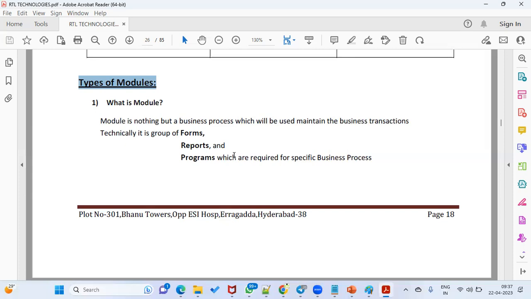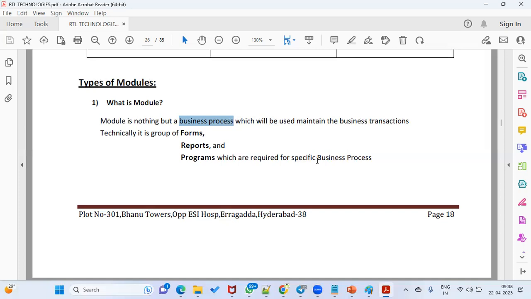Because when we apply for a job, they'll ask you which module you are working on. First of all, we have to know what is meant by module. So module is nothing but a business process where every company will follow some procedure. For example, there is a procurement module. What is the meaning of that procurement module? Procurement module is nothing but to purchase the goods from the suppliers.